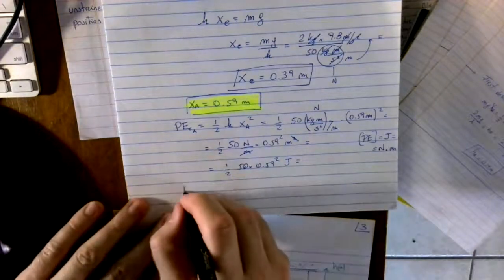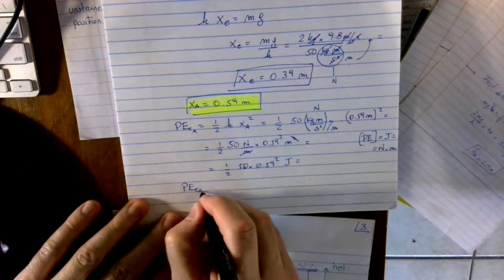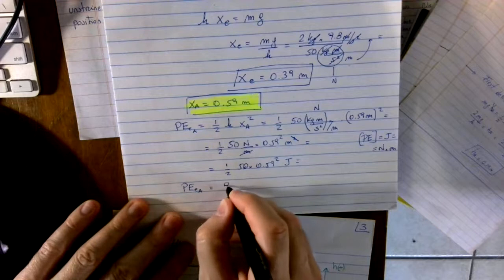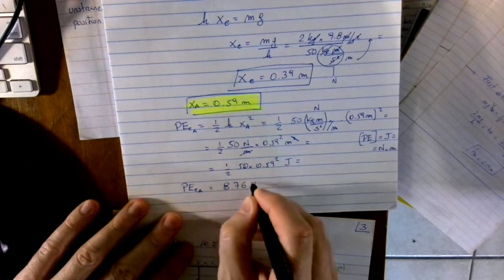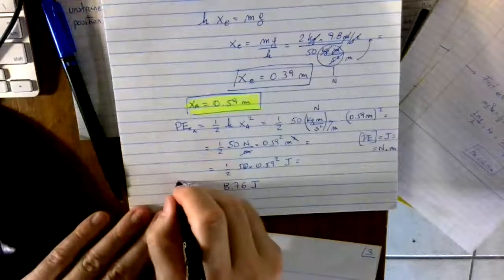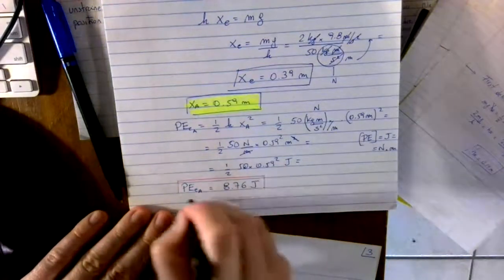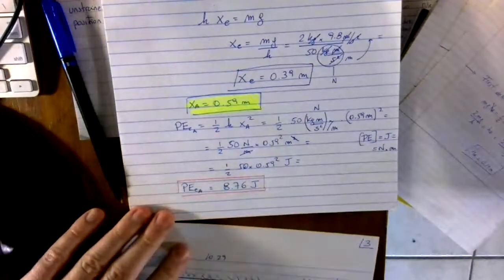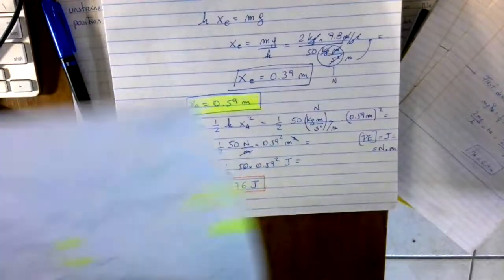8 point... PEA is equal to 8.76 joules. All right, so we ended up with the potential energy at the point A.